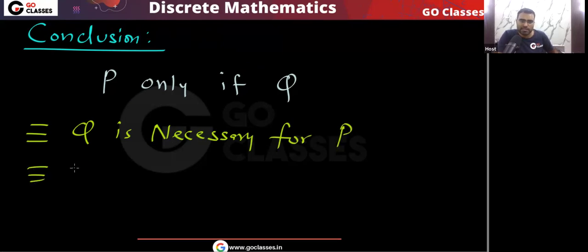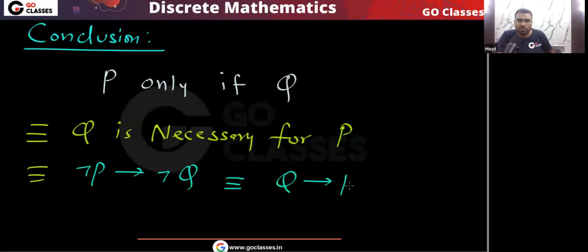And that simply means negation P implies negation Q. Negation P implies negation Q. And that simply means Q implies P. Sorry, P only if Q. Sorry, yeah, this will be negation Q implies negation P. This will be negation Q implies negation P. And that is same as P implies Q.